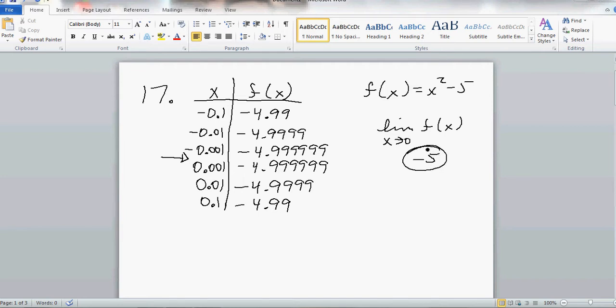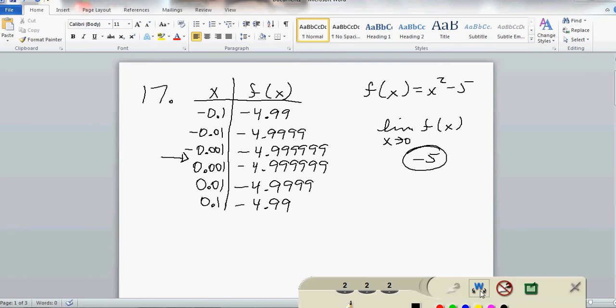Now realize this certainly would have been a whole lot easier if all we would have done was direct substitution. Plug that 0 in there. 0 squared minus 5 is negative 5. But we are asked specifically, or just realize that this is a verification. This proves our point, I guess, basically. So in this case, the answer is negative 5.